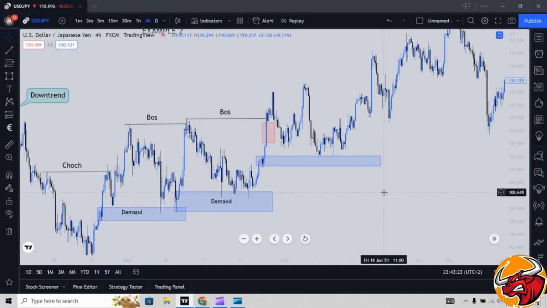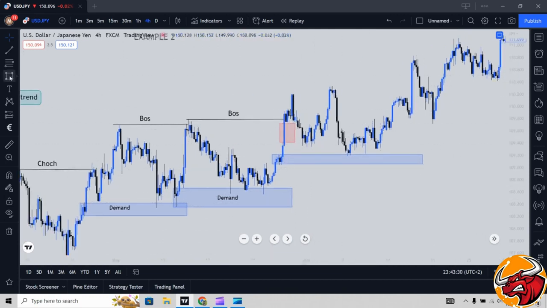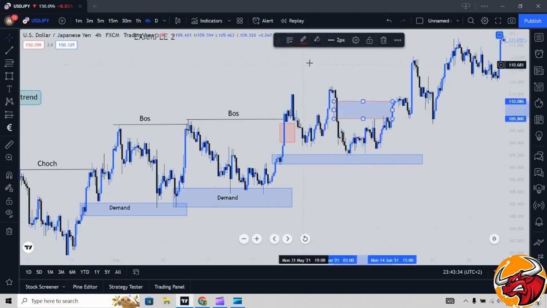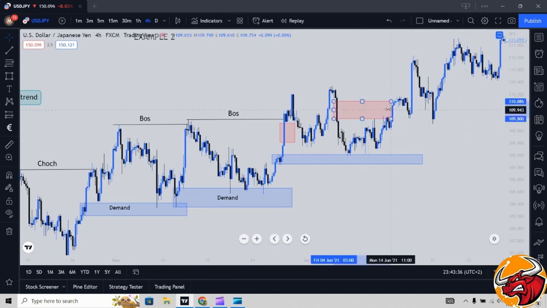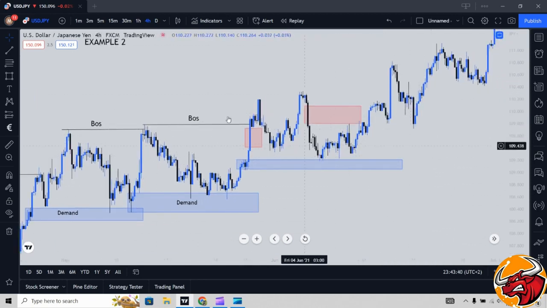I forgot to mention one thing about this example. If you already have this imbalance, we also have this bearish imbalance here. If we know that we have a bearish imbalance, we also know that it should be filled. And that is another confluence to enter the trade.